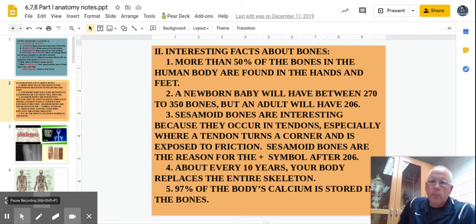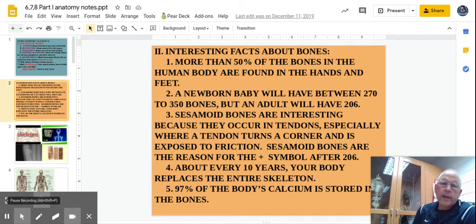So, more than 50% of those bones are in the hands and feet, which is kind of interesting. A newborn baby, and I've seen all over the place on numbers, so I'm just going to give you a range. Anywhere between 270 and 350, good test question, by the way. When we're a newborn baby, our bones are all separated. As we get older, they fuse, especially our vertebrae, our hip, our skull, and eventually we get down to 206, which is what we'll end up with and have the rest of our life. So 206 in an adult skeleton, newborn is going to have a ton more.